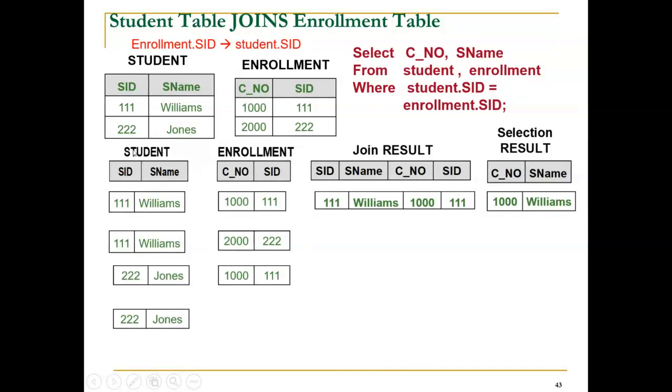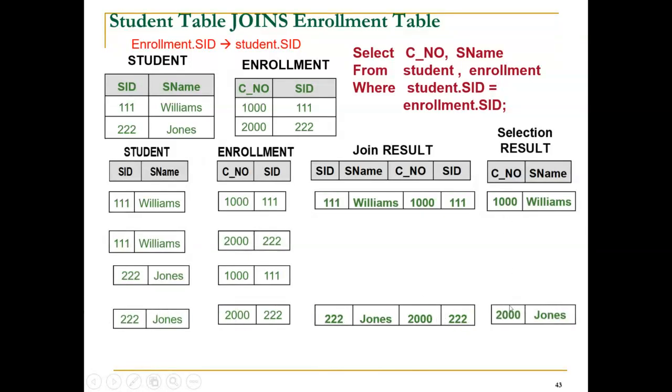Okay, then we still use the second student record, then we move on to the second enrollment record. Now we do have the matching SID, then we will output the CNO and Johnson. So by doing so, we really output the CNO, the course number, along with the correct student name. Okay, so this is called join.